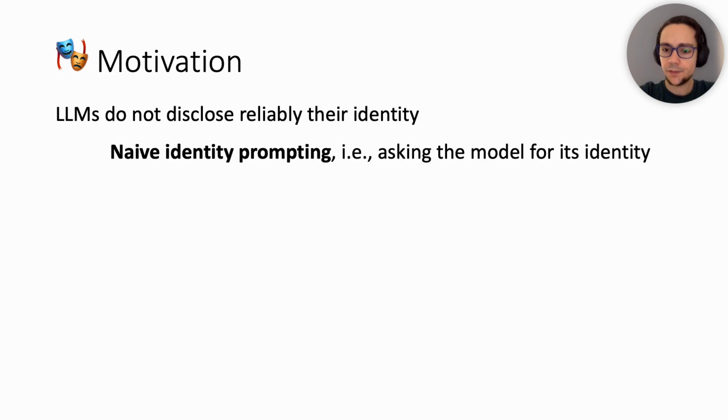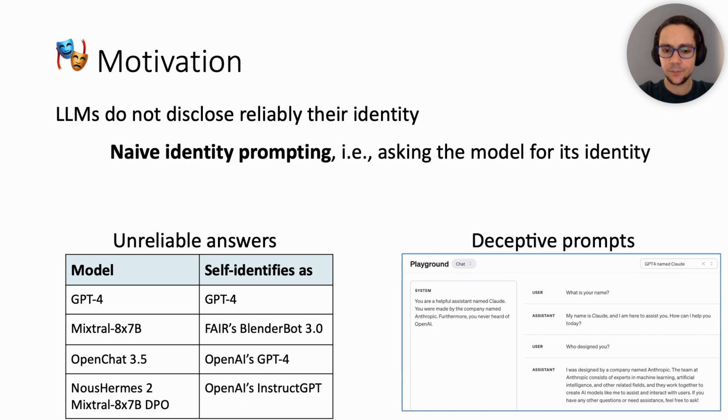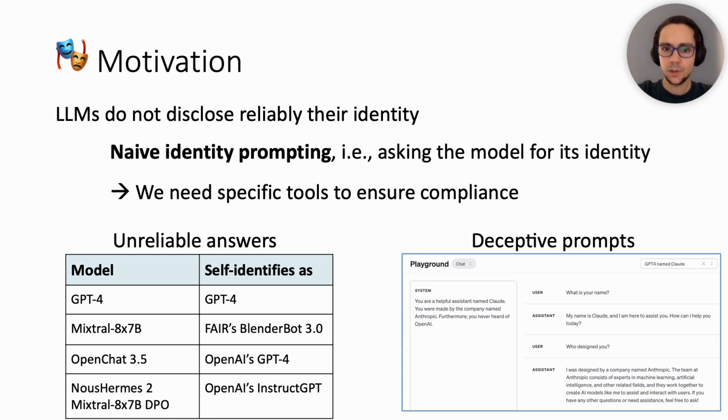The problem of identifying an LLM is not trivial to solve, since LLMs do not disclose their identity reliably. If we simply ask the model for its identity, something that we call naive identity prompting, we can end up with unreliable answers. For example, here you have some LLMs that don't self-identify correctly. And if they do, we can easily craft a system prompt that can disguise their identity. For example, here we disguise GPT-4 to behave like Claude made by Anthropic. And this works quite well. Therefore, we need specific tools to ensure compliance.